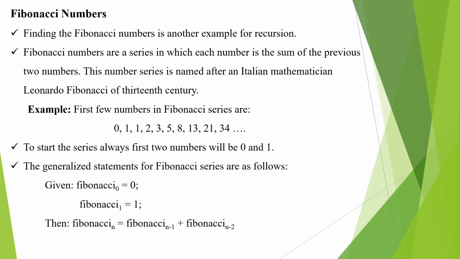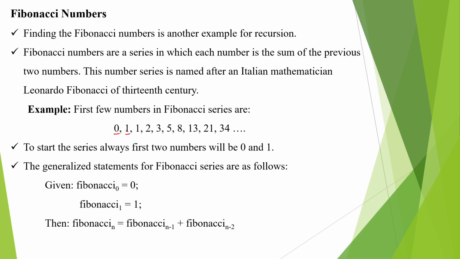The Fibonacci series is a series in which each number is the sum of the previous two numbers, and where the starting two numbers are 0 and 1, as you can see here. The starting two numbers are fixed in the Fibonacci series and they are 0 and 1. Every other number after these first two numbers is the sum of the previous two numbers.